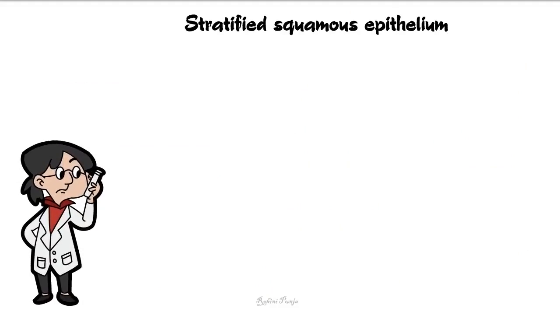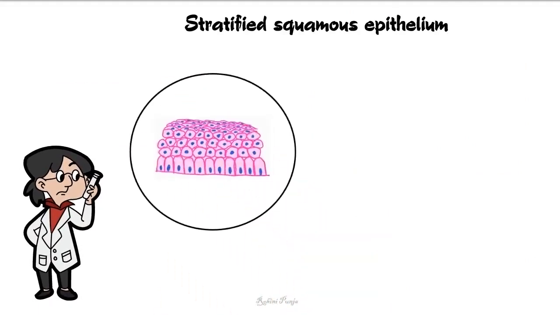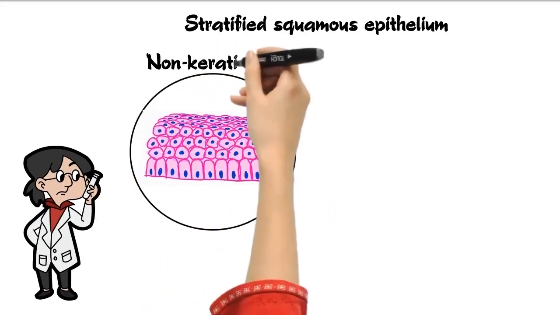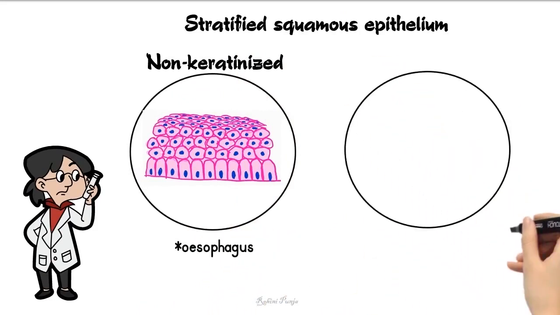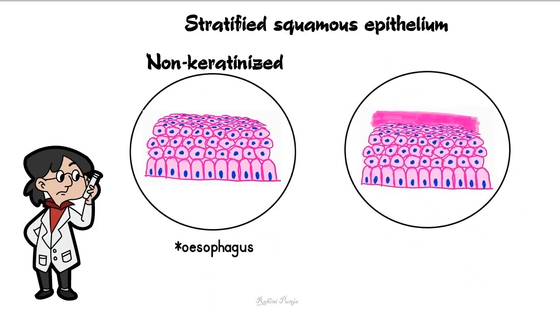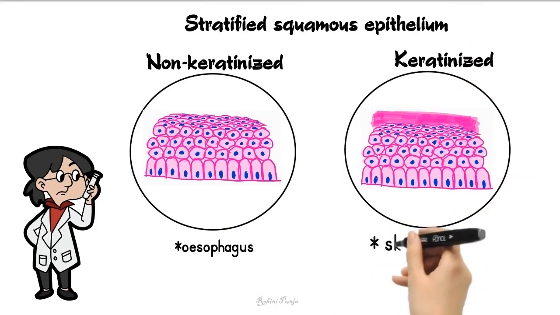Stratified squamous epithelium is seen lining surfaces which undergo constant friction. The superficial layers are constantly being removed and replaced by proliferation from the basal layer. Stratified squamous non-keratinized epithelium is seen lining the esophagus, oral cavity and vagina, whereas keratinized epithelium is seen in the skin and forms the epidermis. Let's learn to draw them.